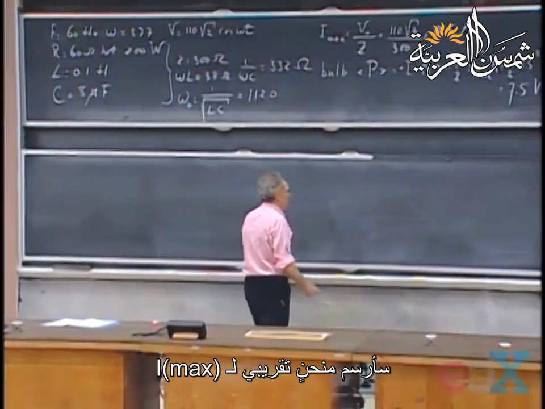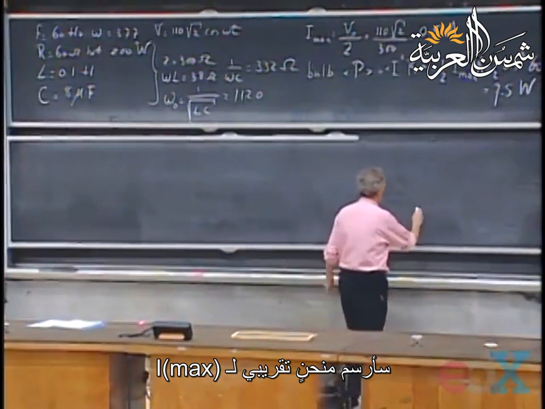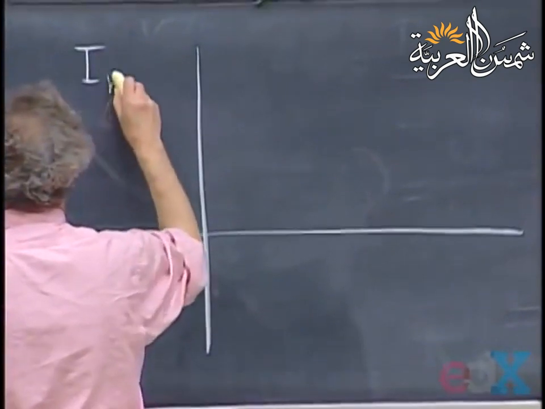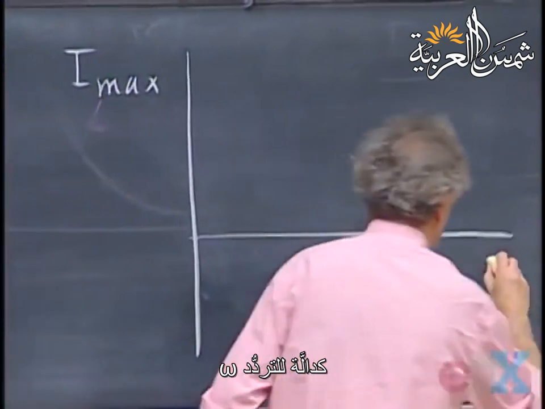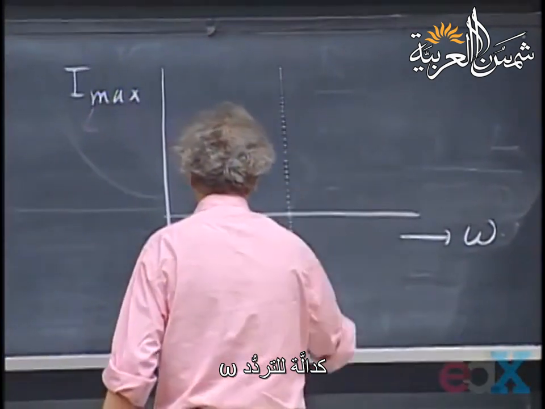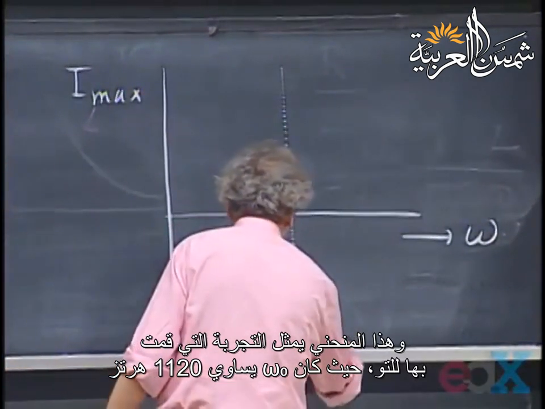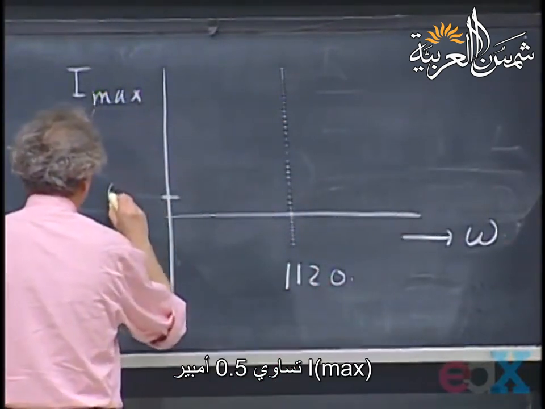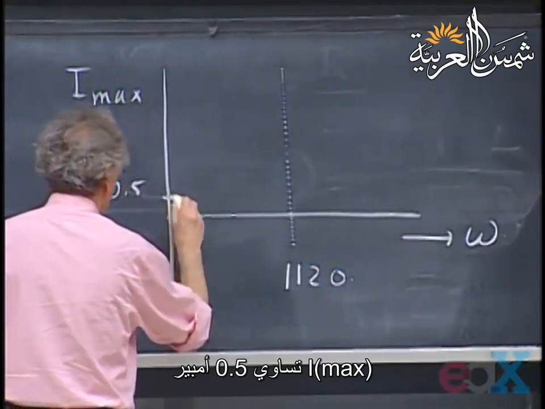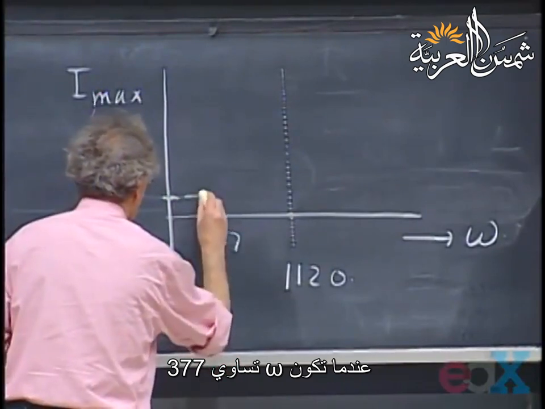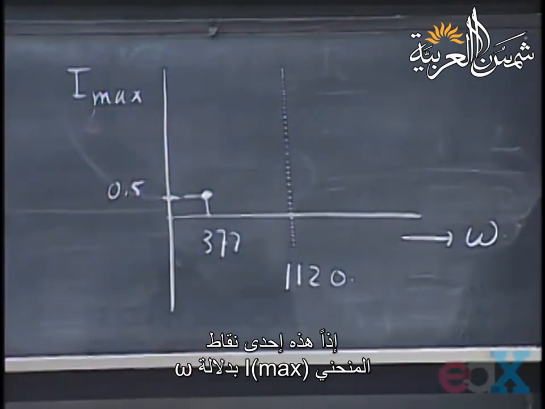I first want to make a curve for you here, very roughly, of I max as a function of frequency, omega, and that's the demonstration I just did. When this was 1120, we had about 0.5 amperes at our value of 377. So this is 1 point of our I max versus omega curve.